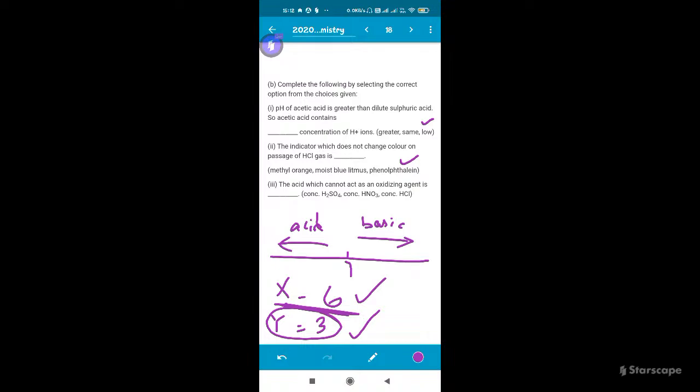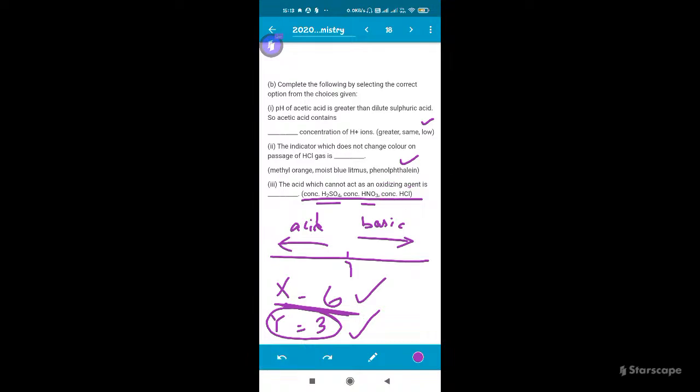Our next question is an acid which does not act as an oxidizing agent. This is a very direct and commonsensical question, because you see the options are concentrated H2SO4, concentrated HNO3 and concentrated HCl. You know oxidizing agents are the agents which are able to produce or provide oxygen to the other compounds or to the other substances. So out of all the options, the first two options contain oxygen in them. So they can easily give oxygen to some other substance. But what about HCl? HCl in itself does not have oxygen. So how can it act as an oxidizing agent?